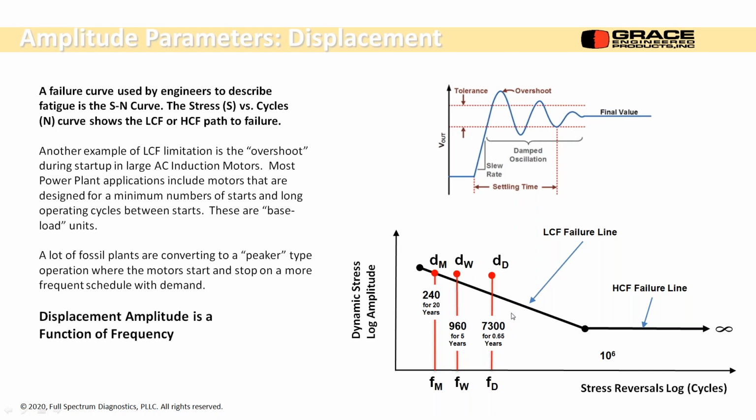If we do that every day, we get a ridiculous amount of starts and stops. 7,300, that's about 7 to 8 months of operating. We haven't started seeing it yet, but the peaker type on-off stuff is going to be a big fatigue factor for big AC induction motors. And we can see how displacement amplitude is a function of frequency with this example as well.